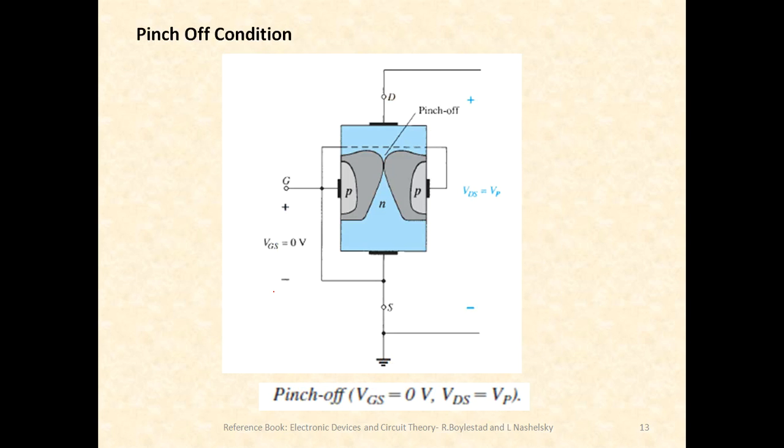So the pinch off region is explained again here. You can observe in this diagram, both the depletion regions appear to be touching each other, but in reality they are not joined. There is an extremely small narrow region. You should be very careful, there always exists a narrow path. That's the same condition. When does the pinch off occur? Pinch off occurs when VGS is 0 and when VDS equals the pinch off voltage.